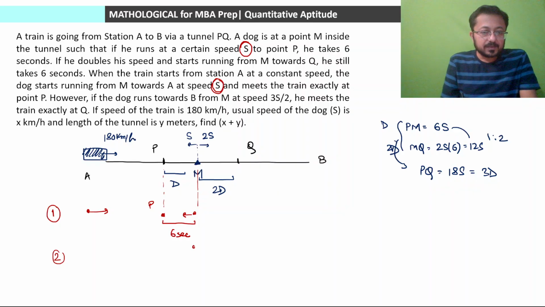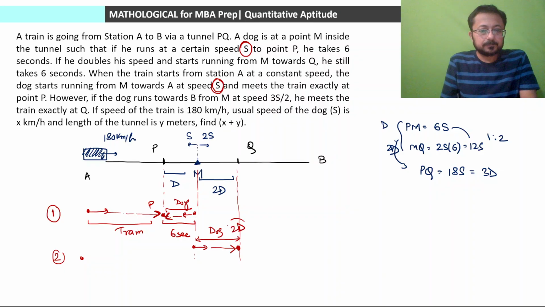Okay? So if instead dog is running in the opposite direction, so in that case यहाँ पे क्या होगा? फर्स्ट केस में train has covered this much distance and dog has covered this much distance. This is distance covered by train, and this is distance covered by dog. In the second scenario, when the dog is moving in the opposite direction, the dog is meeting the train at point Q. At this point, this is distance covered by dog, which is 2D, and train has covered this total distance from A to P as well as from P to Q.